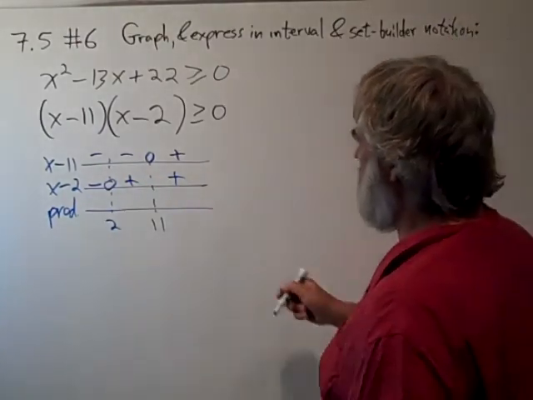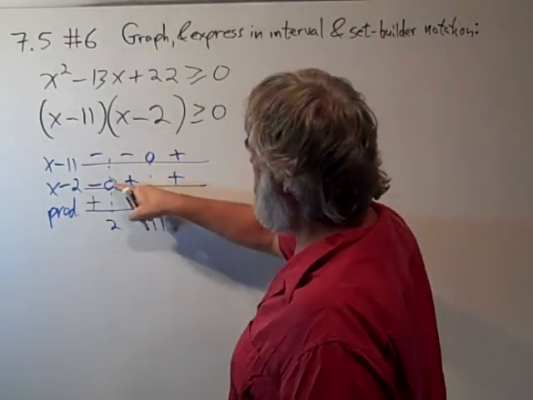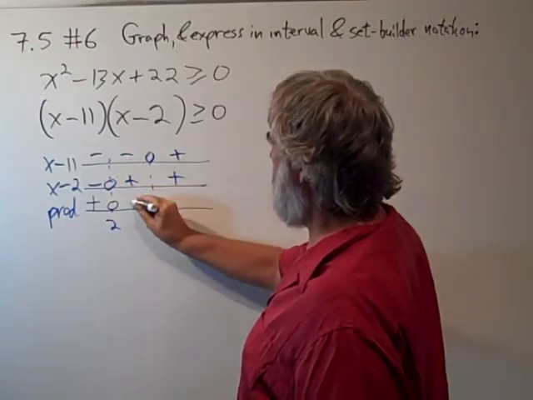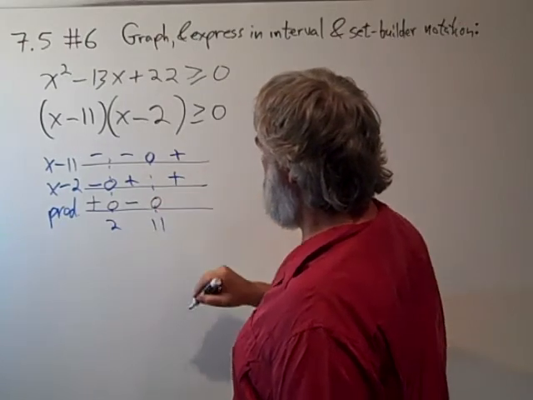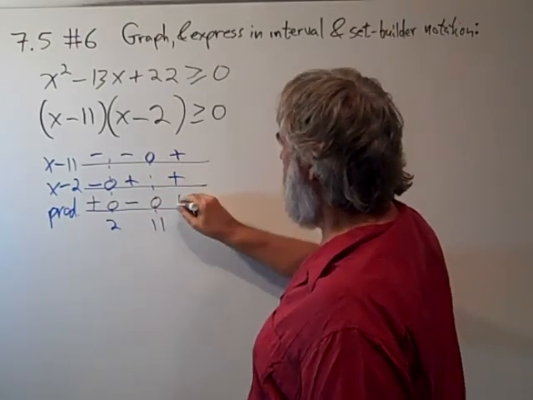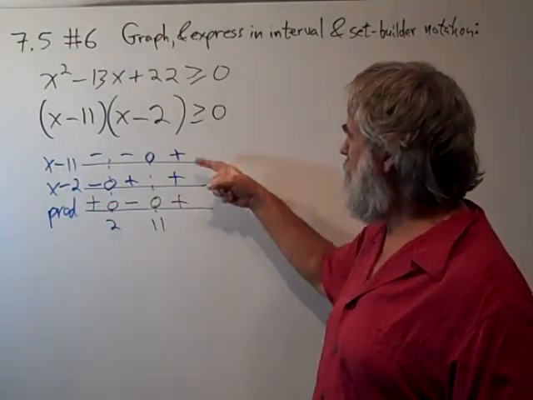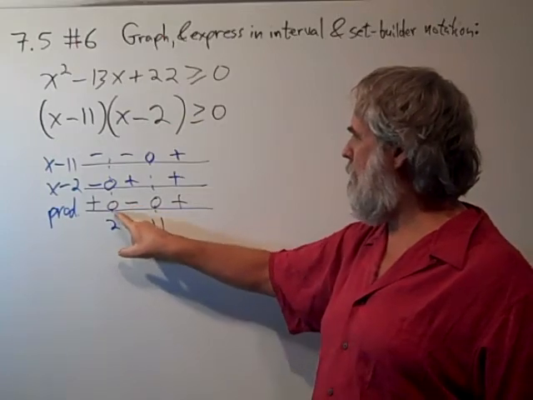So now for the product, a negative times a negative is a positive. Anything times 0 is 0. Negative times a positive is a negative. 0 times anything is 0. And a positive times a positive is a positive. On this line we see where the product is positive, where it's negative, and where it's 0.